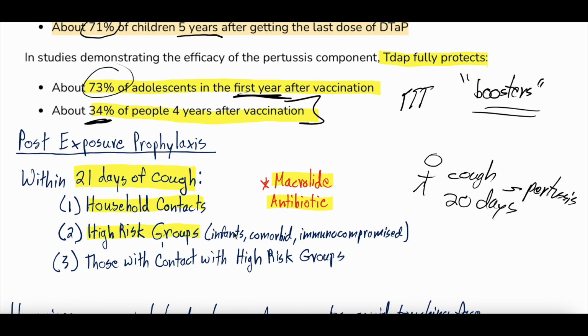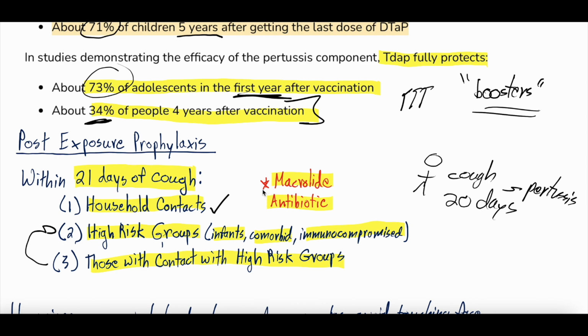Anyone in a high-risk group who has had contact with that person, infants, people with comorbid conditions, people immunocompromised, or those with contact with high-risk groups, so those in contact with any of these people. So let's say that my significant other got pertussis, they've had a cough for 20 days, I live in the same house as them, it'd be recommended that I take a macrolide antibiotic to prevent me from getting pertussis.